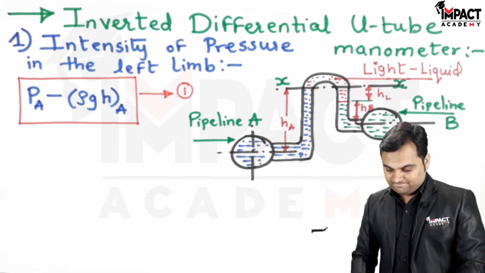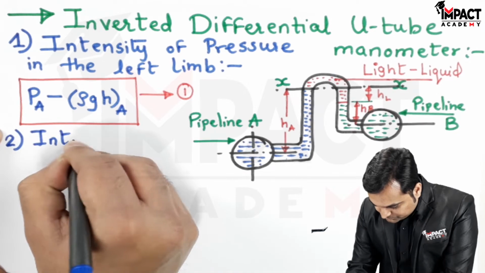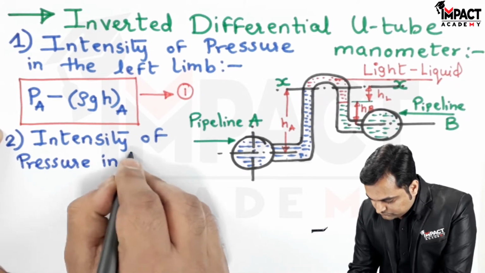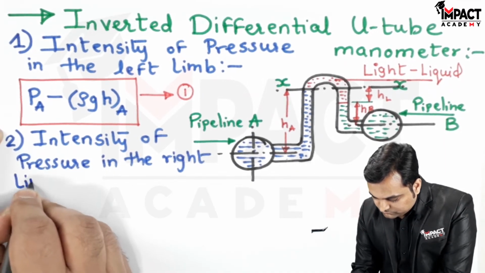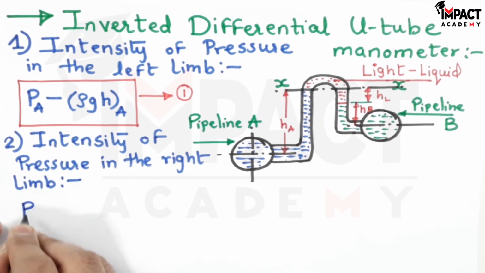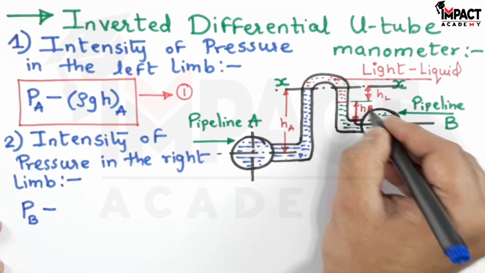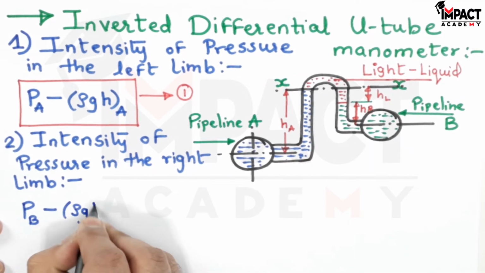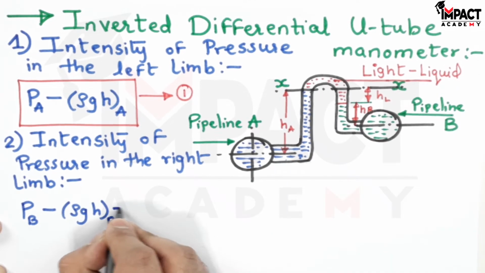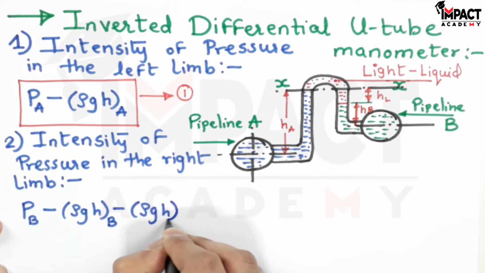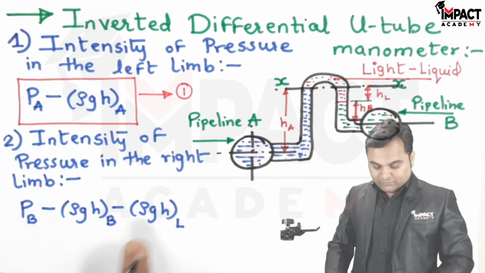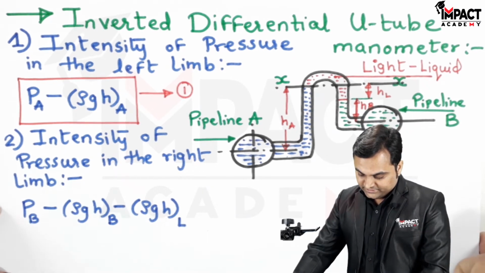Similarly for the right limb. In the right limb, we have the pressure in pipeline B, so it would be PB, minus rho g h of fluid B. Then there is this lighter liquid, so minus rho g h of this light liquid denoted by L, where rho is the density of the liquid and g is 9.81. That would become the second equation.